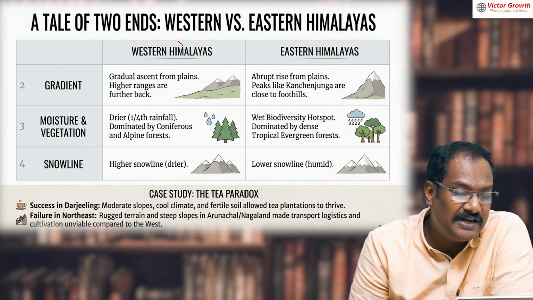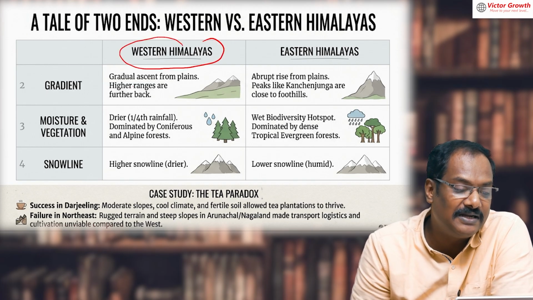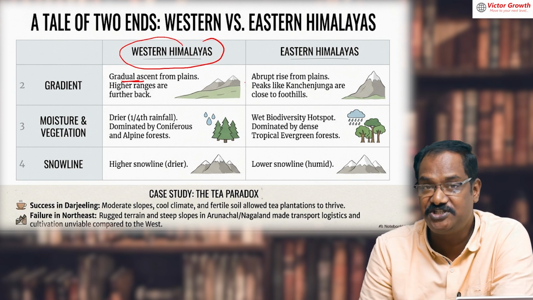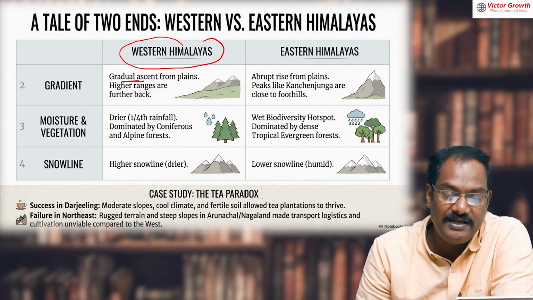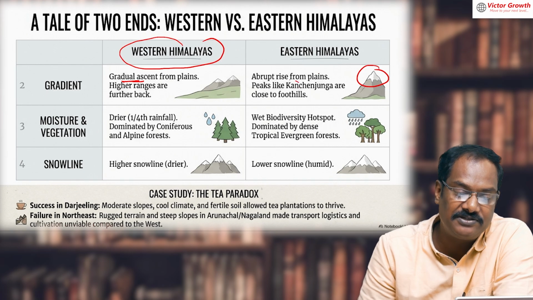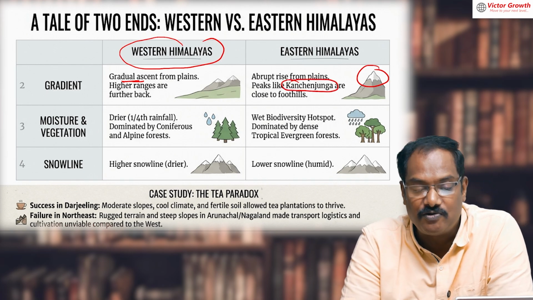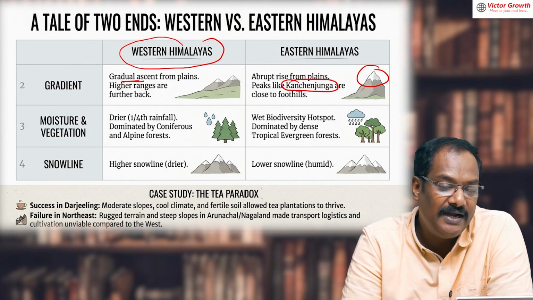The western side of the Himalaya has a very gradual gradient. It is not very steep. But go to the eastern Himalayas, like Kanchenjunga, please note this down. Kanchenjunga is a biosphere reserve, also the highest peak in India. It is in Sikkim.